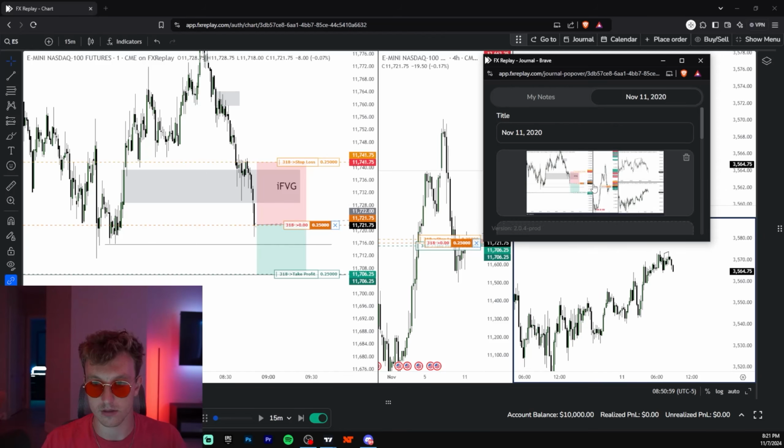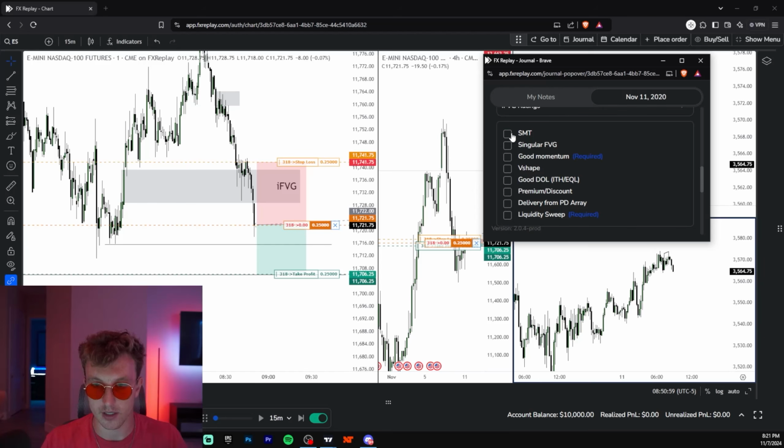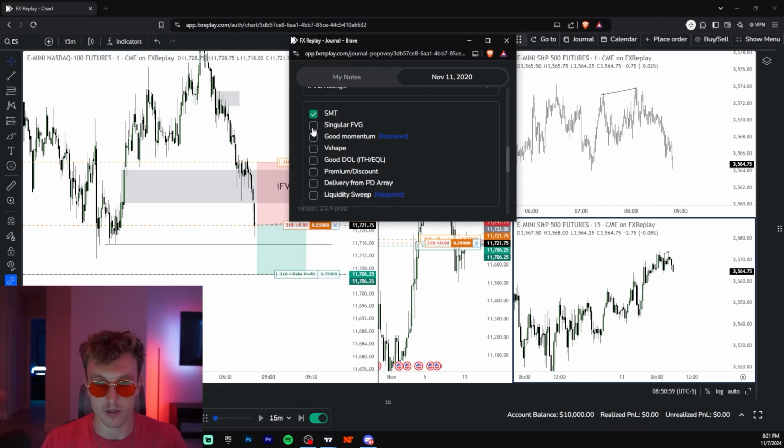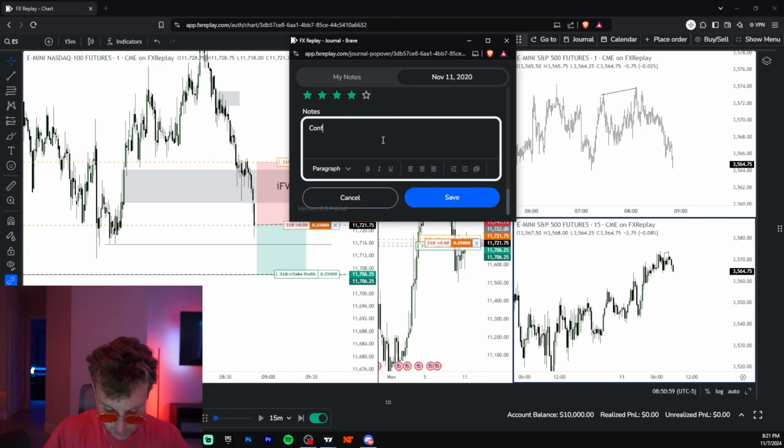Screenshot this. Checklist, iFVG ratings, there's an SMT, there's a singular fair value gap, there's good momentum, good draw on liquidity. We're not in discount, or we're not on premium, unfortunately. Delivery from PD array, not really. Confidence level, again, pretty confident. Like I said, I'm confident we go to break even.